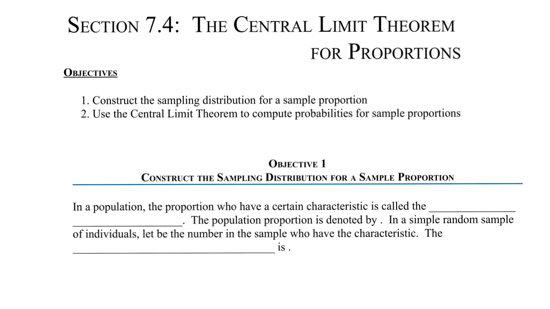probabilities for sample proportions. In a population, the proportion who have a certain characteristic is called the population proportion. The population proportion is denoted by P. In a simple random sample of n individuals, let x be the number in the sample who have the characteristic. The sample proportion is P cap equal x over n. The population proportion is denoted by P. The sample proportion is denoted by P cap.